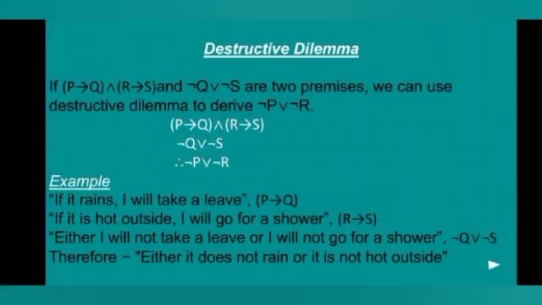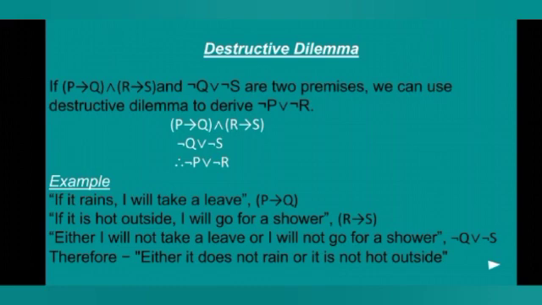Next one is destructive dilemma. If P implies Q and R implies S and negation Q or negation S are two premises, we can use destructive dilemma to derive negation P or negation R. P implies Q and R implies S is true, and negation Q or negation S is true. Therefore, negation P or negation R is also true.